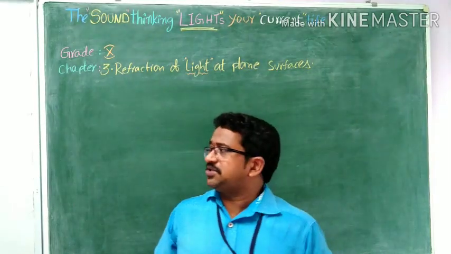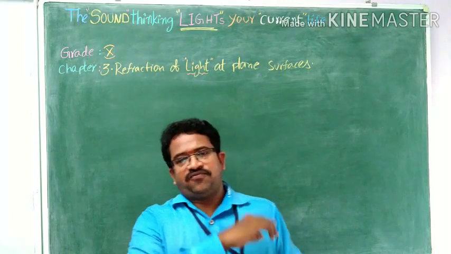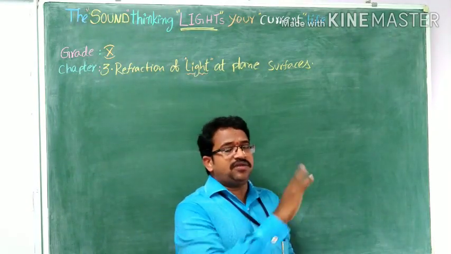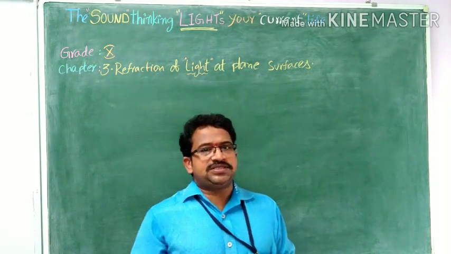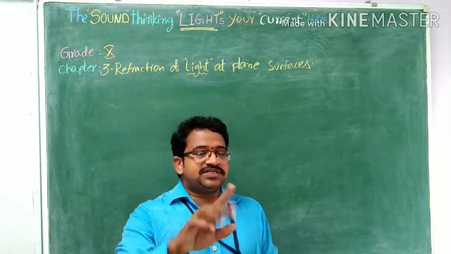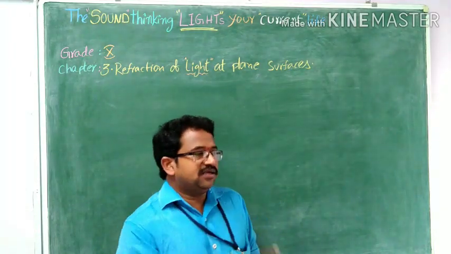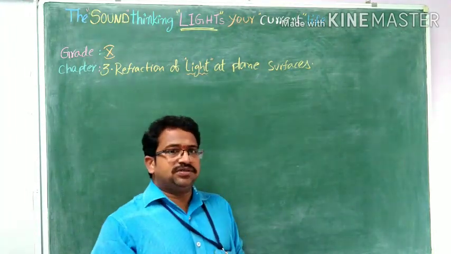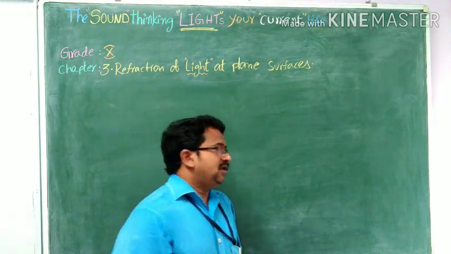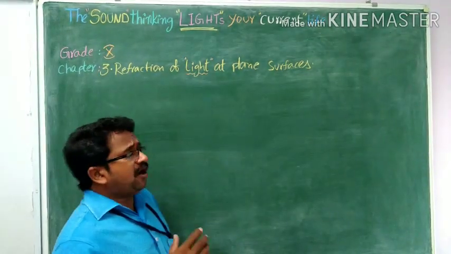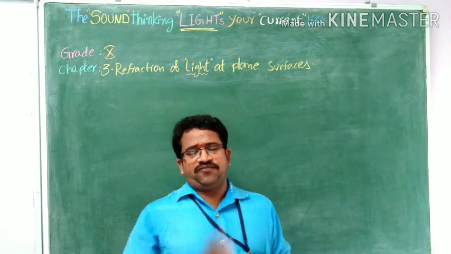Dear students, in the last session we learned up to total internal reflection. When total internal reflection takes place, the angle of incidence is more than the critical angle, meaning angle I is greater than angle C. If you understood the concept, then the applications are very easy to analyze. Now, let us see the applications of TIR, total internal reflection.